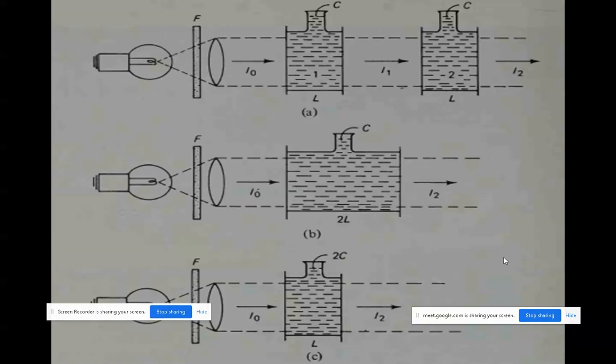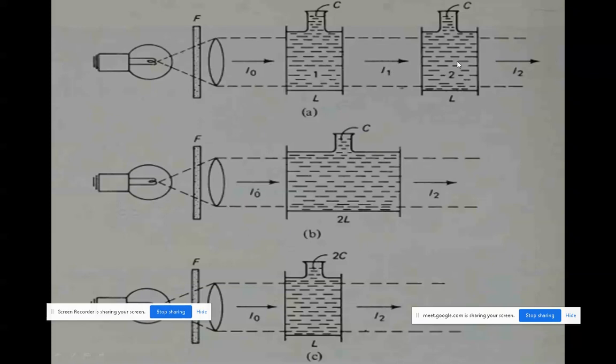That is represented in the diagram. You pass the light from the lamp through the filter. Before that, the light intensity will be high. This is the cuvette holding the blood or solution. While entering the cuvette, the light has I naught intensity, and while leaving the cuvette, it has I1.